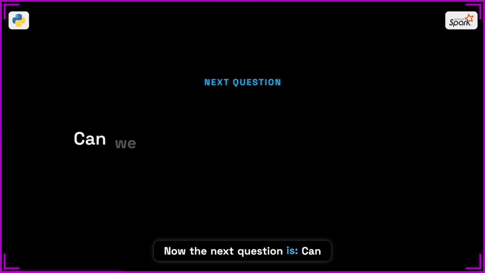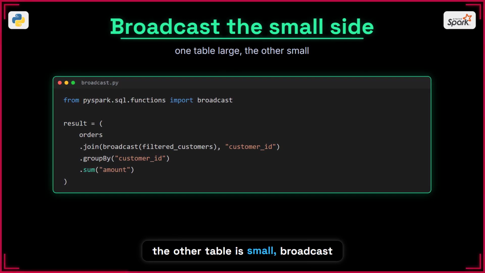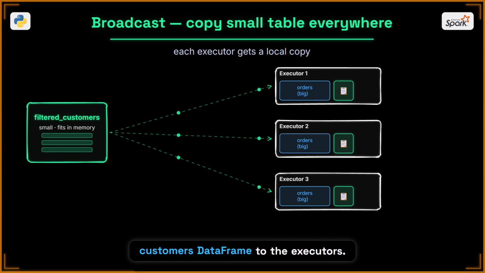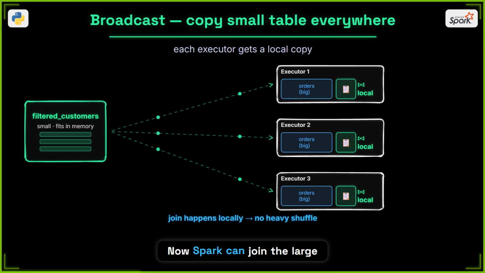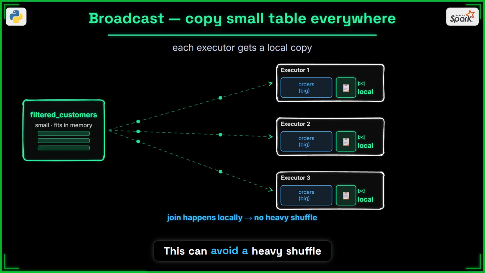Now, the next question is, can we avoid a big shuffle join? If one table is large and the other table is small, broadcast join can help. Here, Spark sends the small filtered customers data frame to the executors. Each executor gets a local copy. Now, Spark can join the large orders data with that small local table. This can avoid a heavy shuffle join.